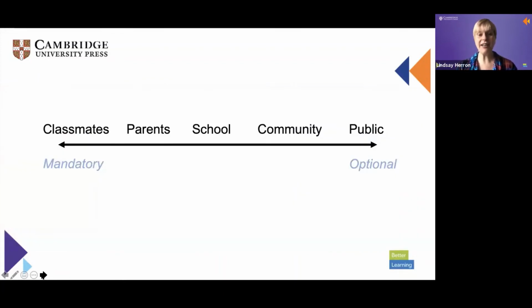Now, an authentic audience could be their classmates. That's perfectly acceptable. If they're just sharing it with their class, if they're just doing a gallery walk or just looking on Padlet, that's still an audience, and that's still a form of publishing. You could expand it out to the parents, expand it out to the school, to the community, or even make it available to the public.